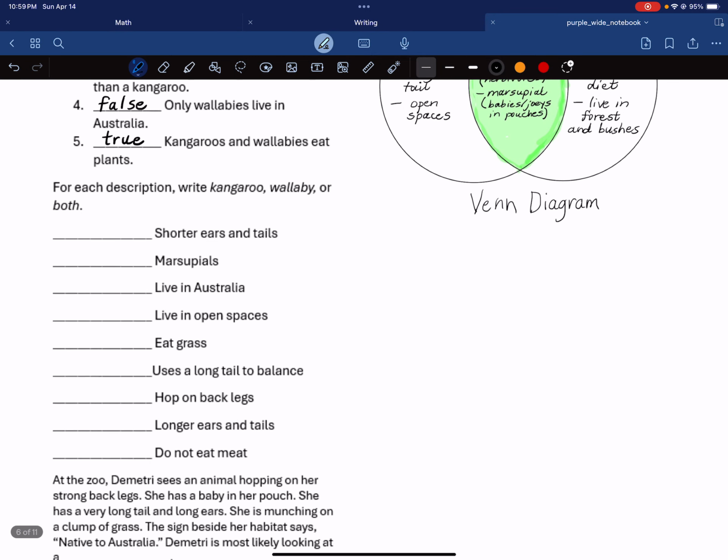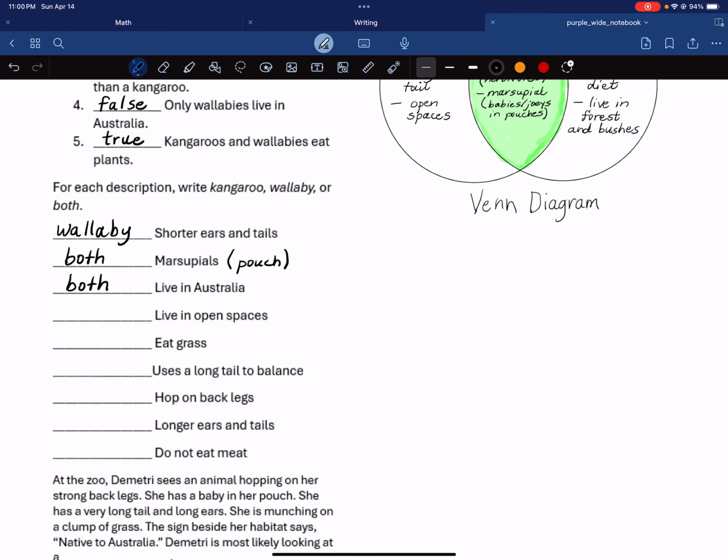For each description, write kangaroo, wallaby, or both. This one has shorter ears and tails. That is a wallaby. Marsupials. Remember, that's the animal that has a pouch. That is both. Live in Australia. Again, that is a commonality of the two animals.